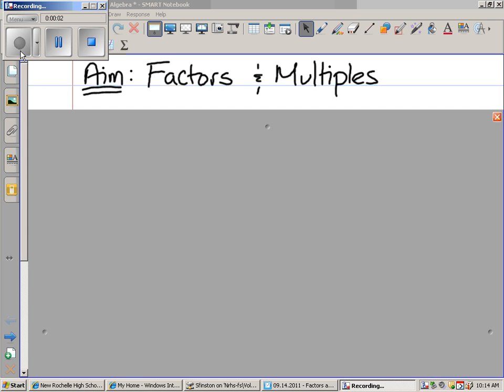All right, class. Today our topic of conversation is factors and multiples. We got to talk about a little bit of vocab. This is going to be extremely important for you to understand the difference between a factor and a multiple.